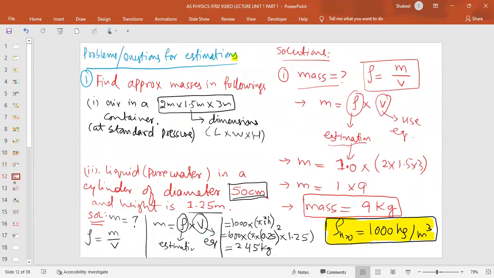We are almost done with that. So let's solve a problem. If you want to solve it yourself, you can just pause the video and solve it, and then you can look for the answer or listen to how I'm going to solve it. Find approximate masses in the following. The first one is air in a container, and the dimensions are 2 meter by 1.5 meter by 3 meter, like length, width, and height.